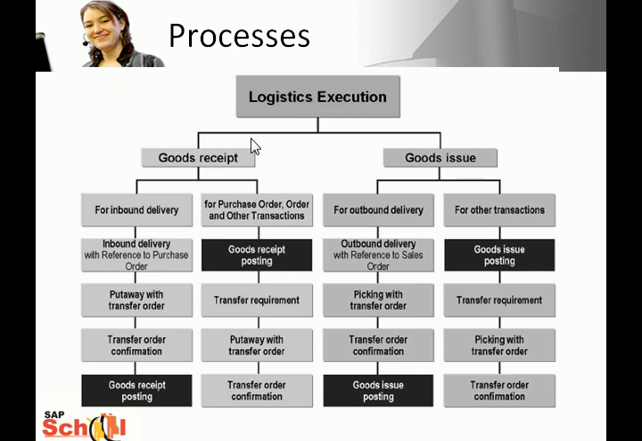There are 2 key processes in logistics execution: goods receipts and goods issues, and there are 2 basic ways to map processes for goods receipts and goods issues. You can either create a delivery or place an inventory management posting at the beginning of a process.